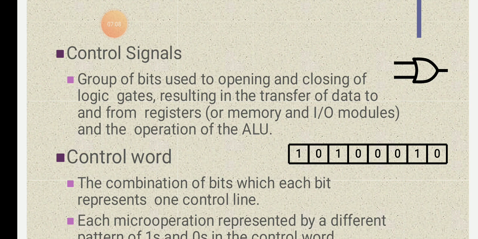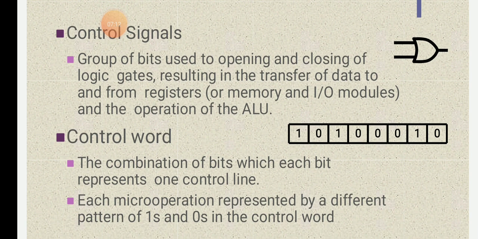For example, you can take the railway gate. You need an opening and closing gate. So for that purpose you have to use an AND gate. So that is one of the control signals you can use.